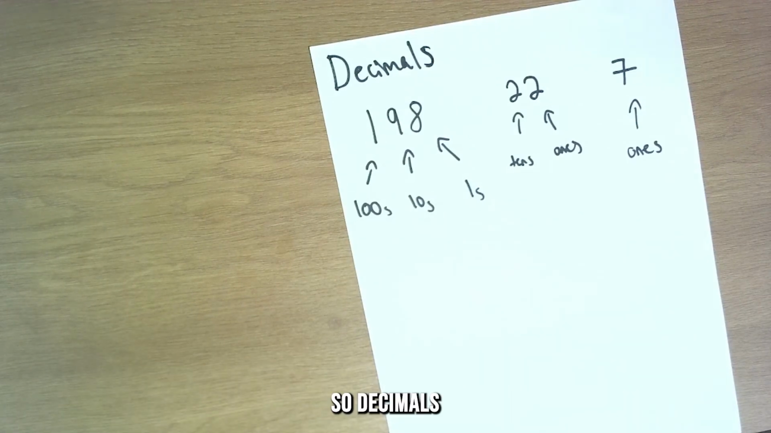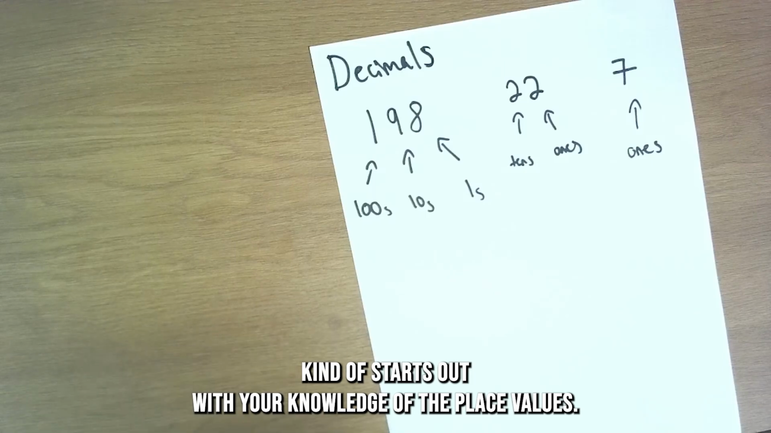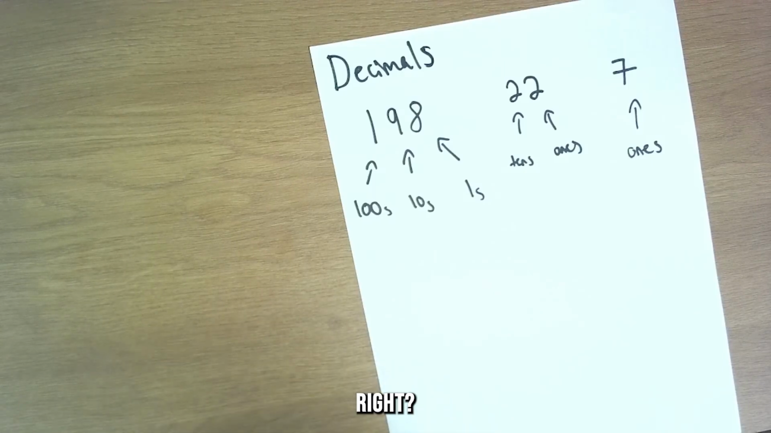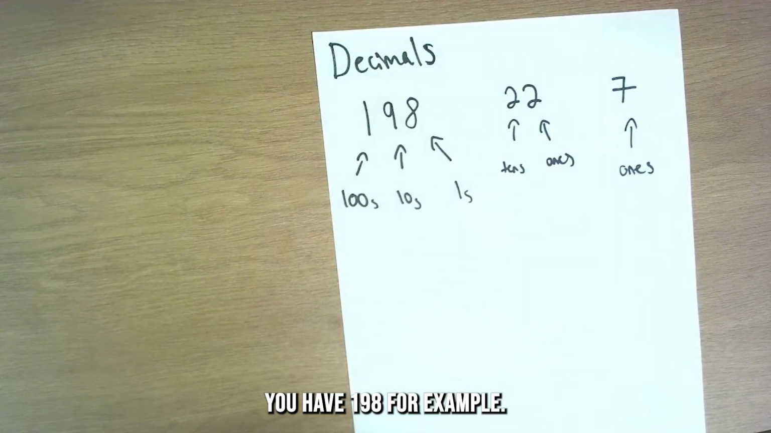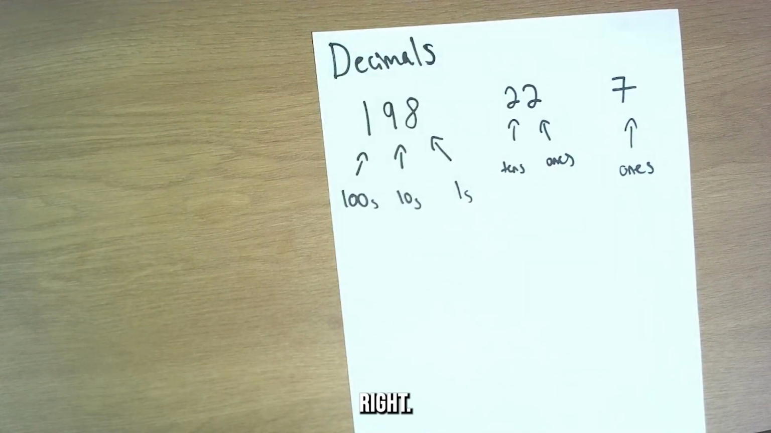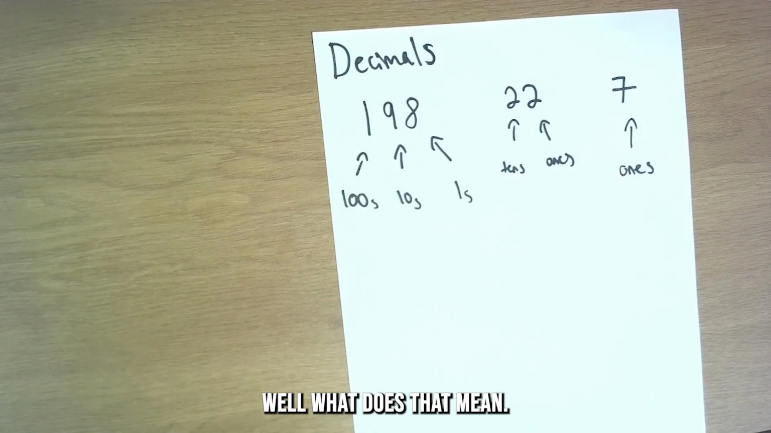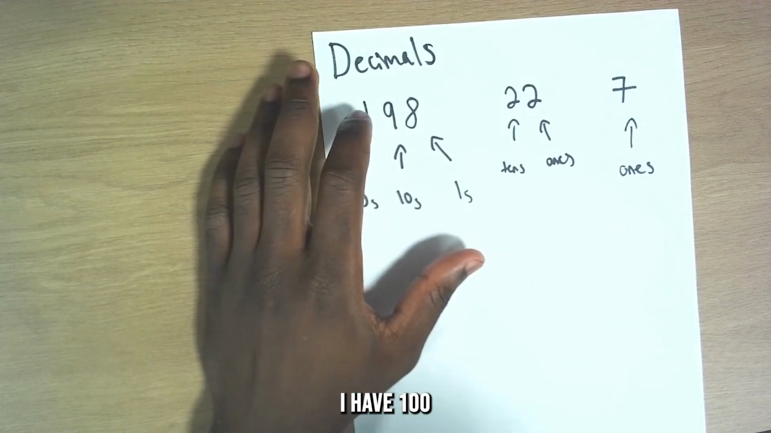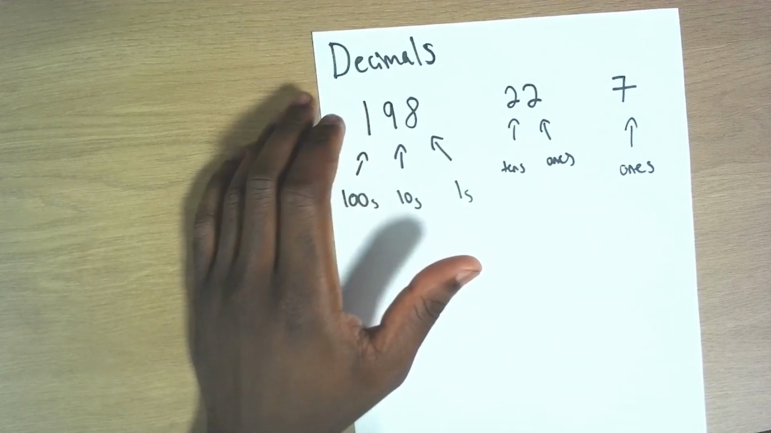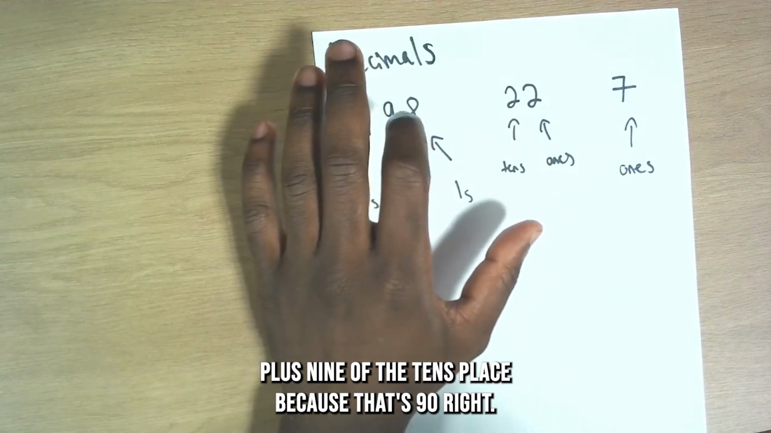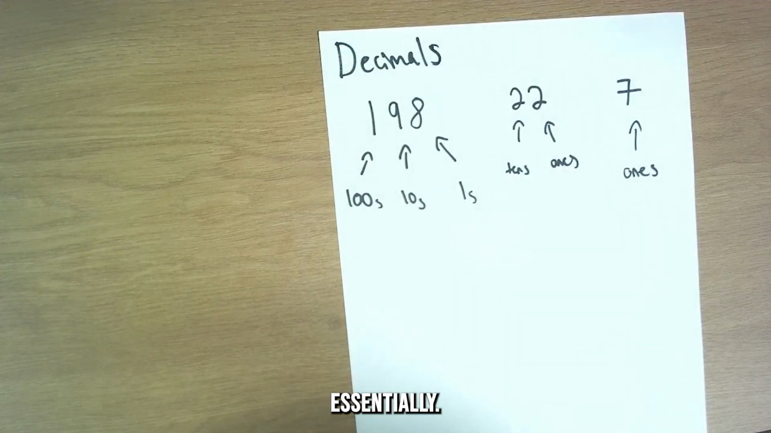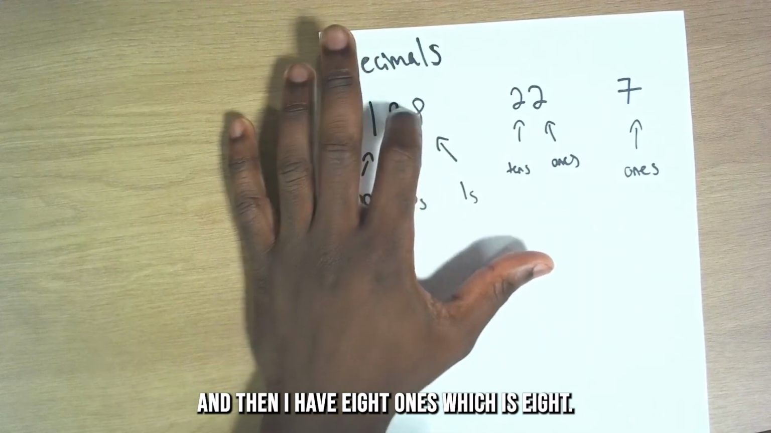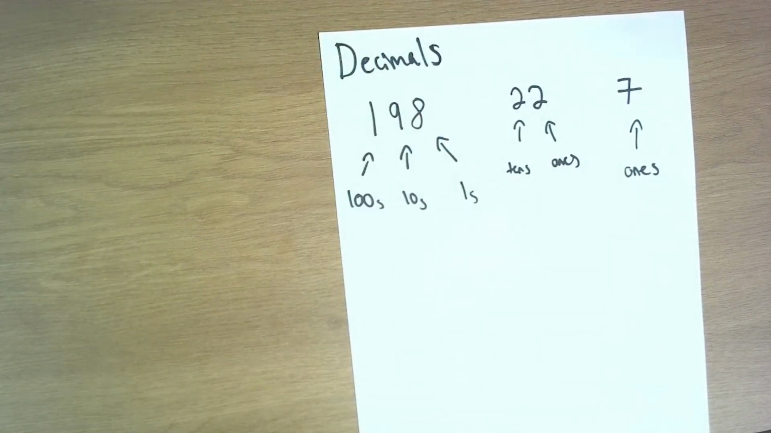So decimals start out with your knowledge of place values, right? I have sample numbers here. You have 198, for example. Well, what does that mean? I have 100 plus 9 of the tens place, because that's 90, and then I have 8 ones, which is 8.